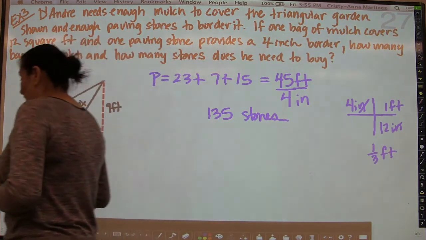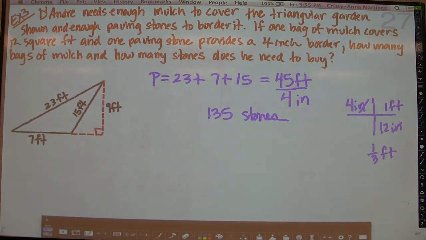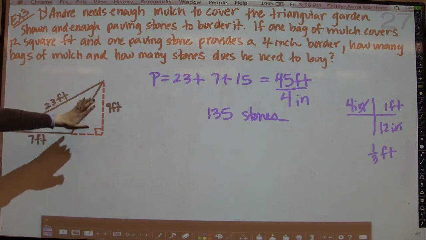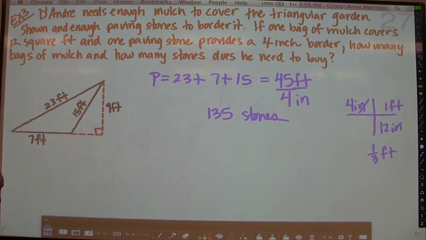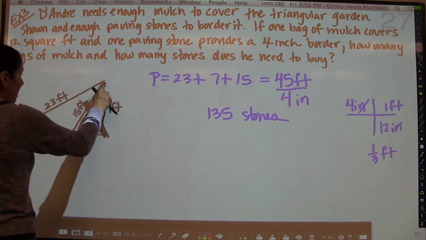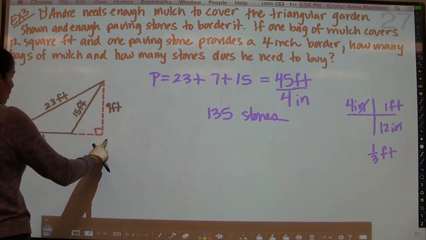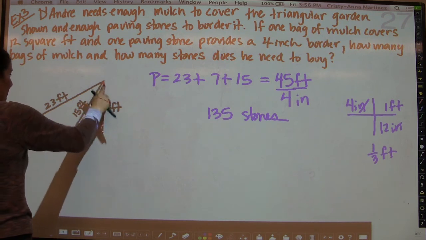paving stones. So we've answered the first part of the question, and now we need to answer the second part, which is the area. So we want to find the area of this triangle because we know that the bags of mulch, we have 12 square feet. Now the good thing here is that the bags of mulch have the same units, square feet, and feet is what our triangle is in. So they kindly gave us the height of the triangle, even though it's not on the inside of the triangle. This is the height of the triangle.